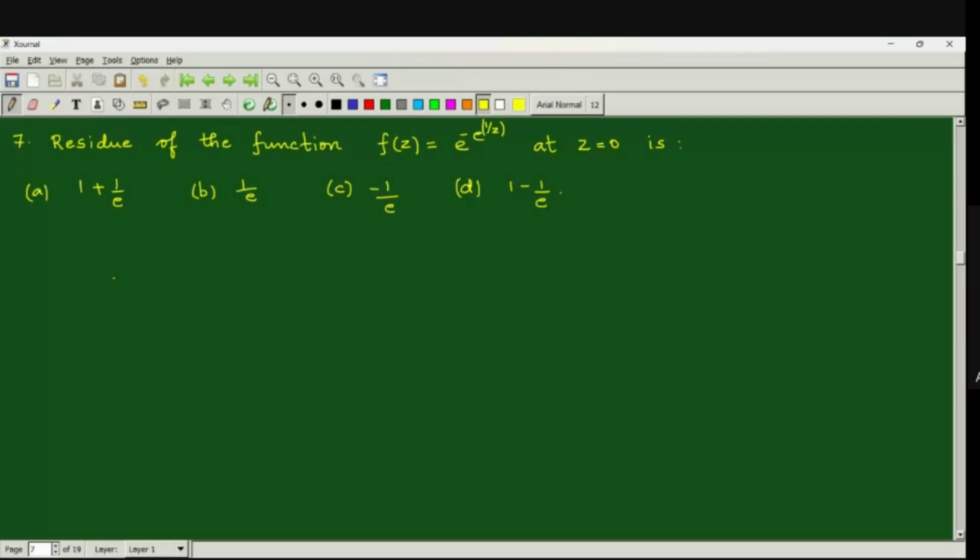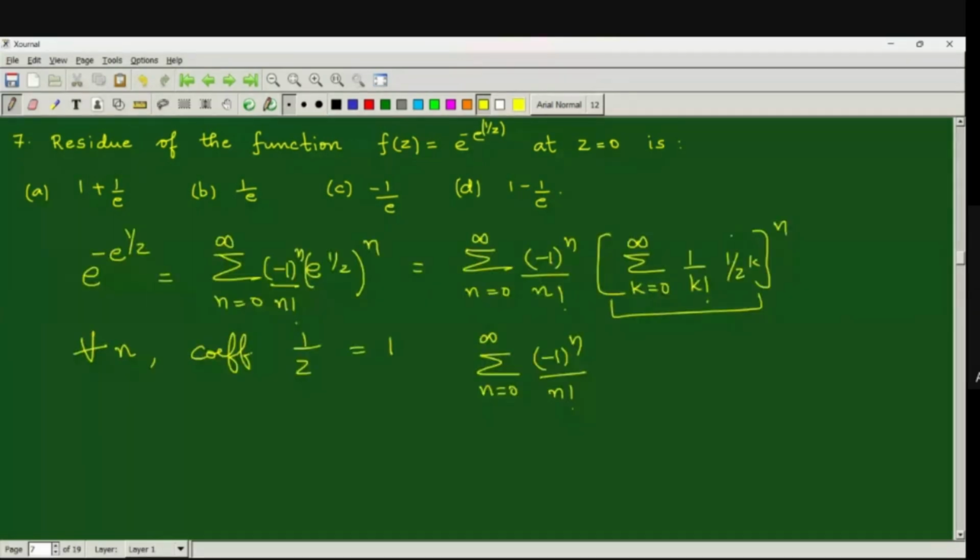Ma'am, are you writing something on the board? Yeah, now is... Yes, Sneha, now it is visible. Okay.